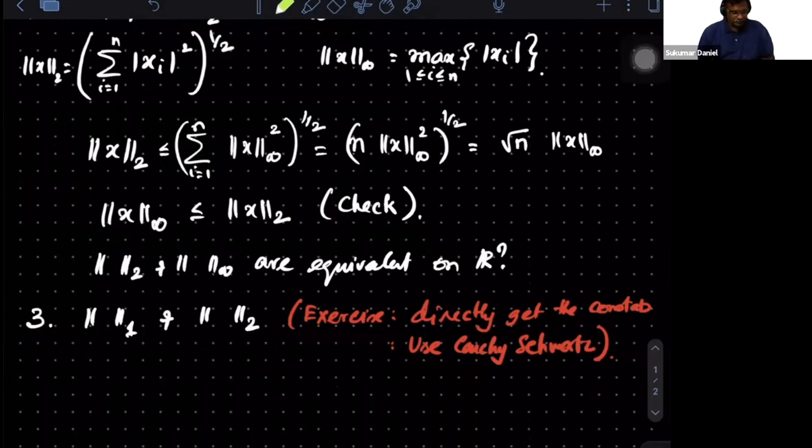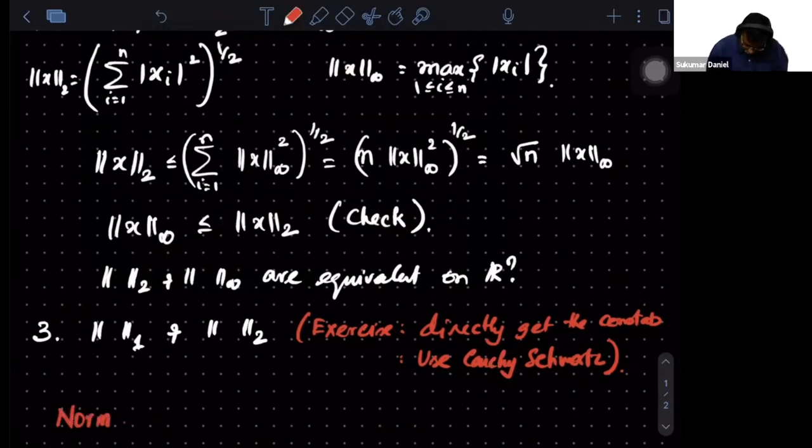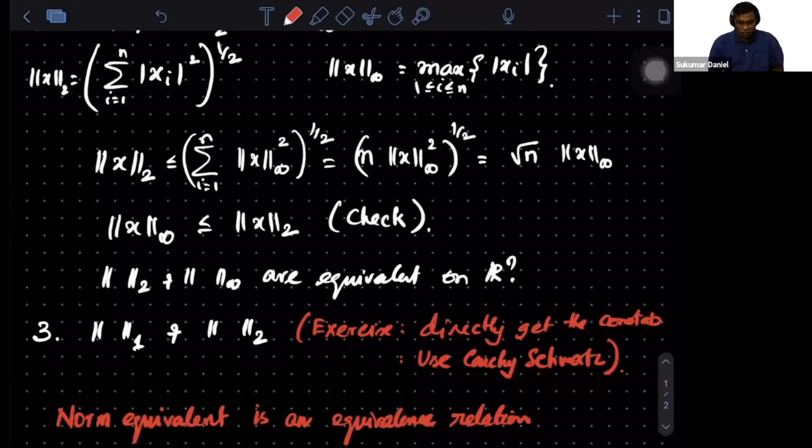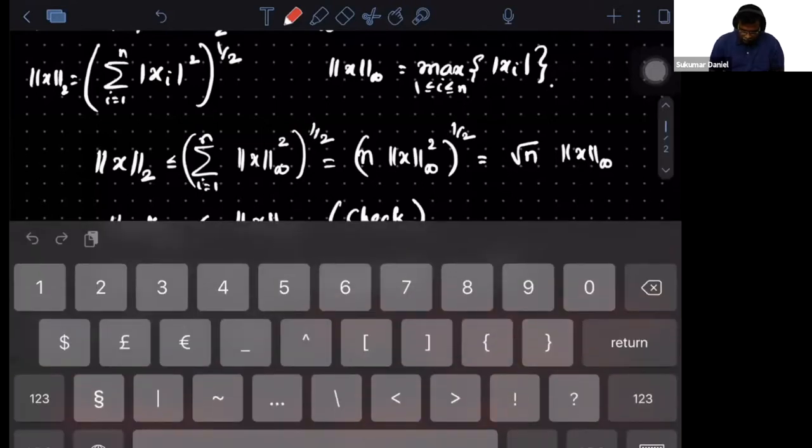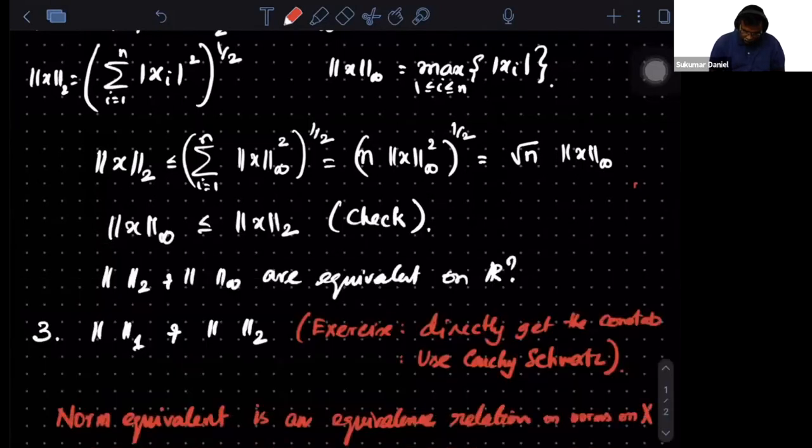Is it clear? So if I prove that norm equivalence is an equivalence relation on the set of all norms, on norms on X, then once you fix the space and collect all the norms, that actually creates an equivalence relation, and hence you will have equivalence classes also. Take just 15 seconds to go through that it is actually an equivalence relation.